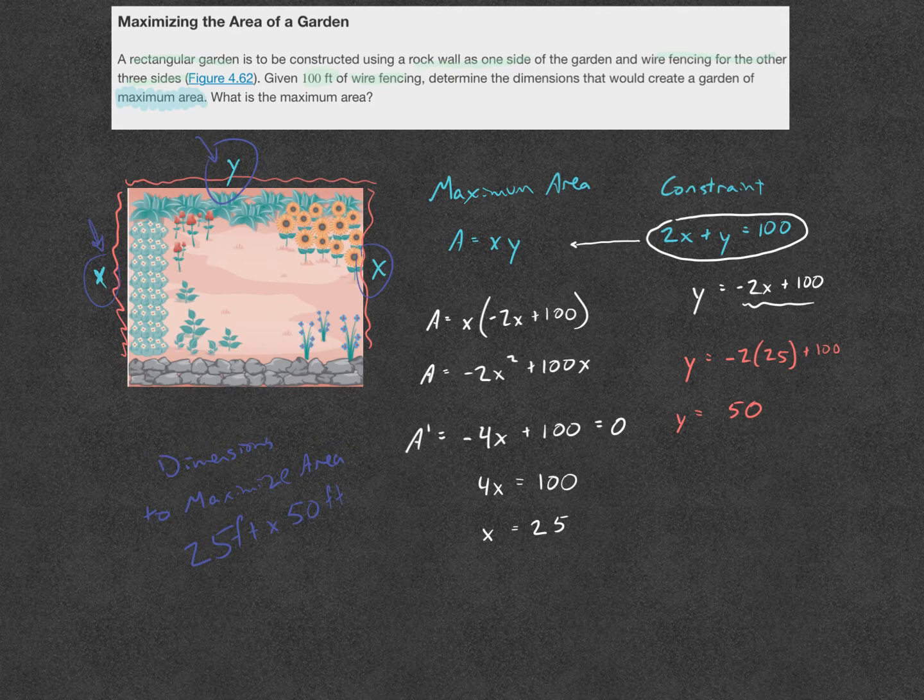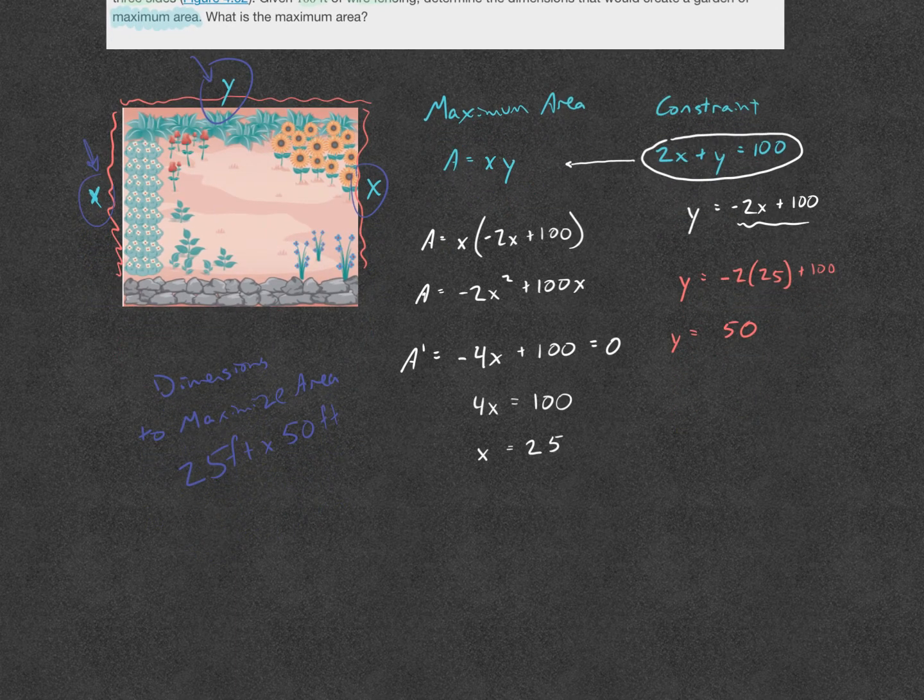And now how do I know that the area, or those dimensions that I just found, are a maximum? Well, using my second derivative, A double prime is equal to just -4. And that tells me that that function is concave downward.